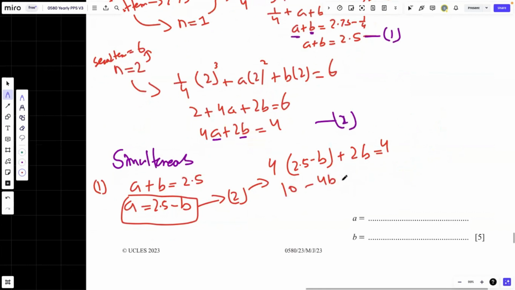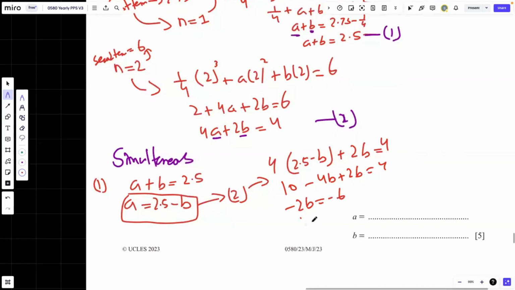This is going to be 4b plus 2b equals 4. That's going to be negative 2b, and 10 goes on the other side. So that's going to be negative 6. And b is supposed to be negative 6 divided by negative 2, which is going to be positive 3. That's your answer as the value for b.